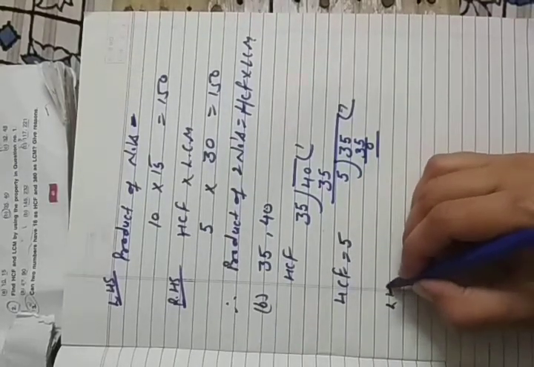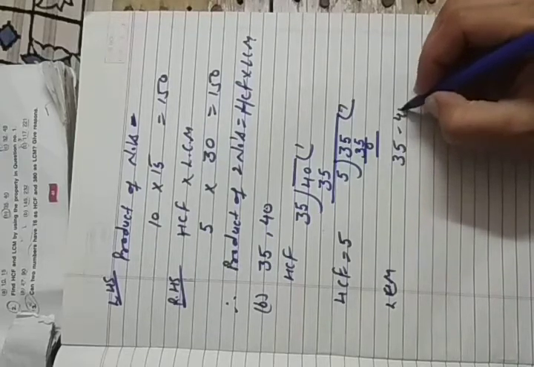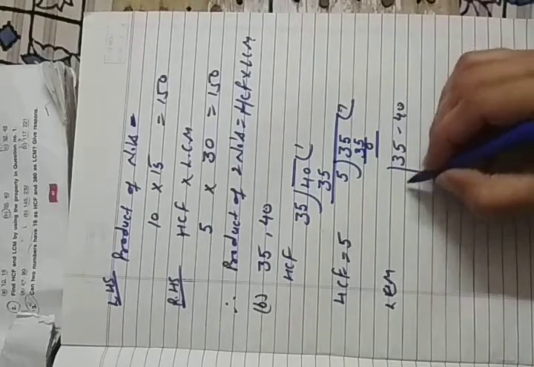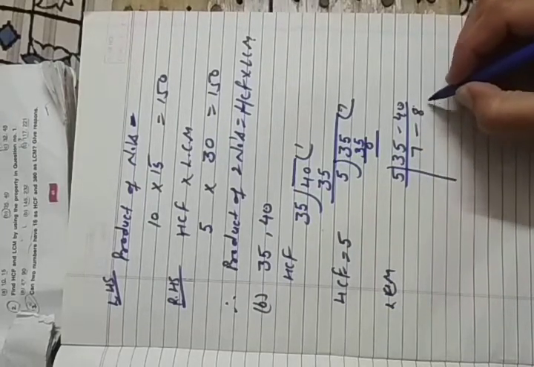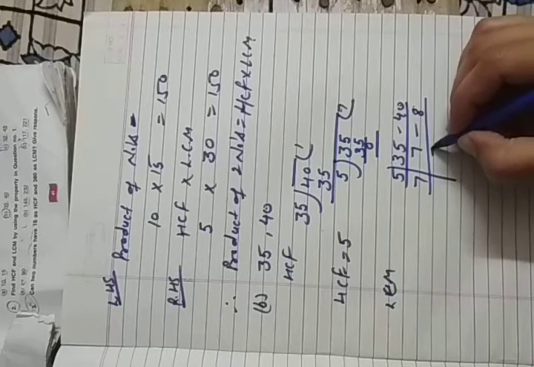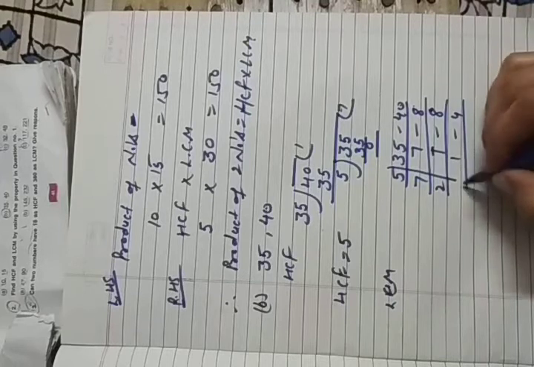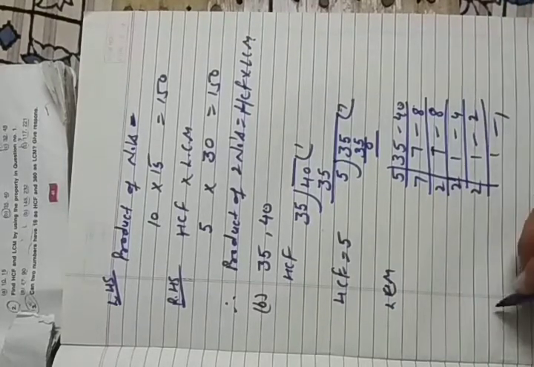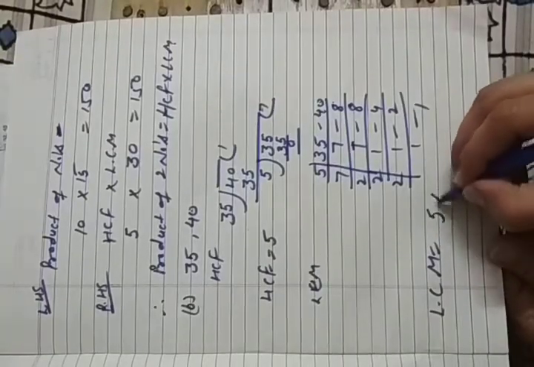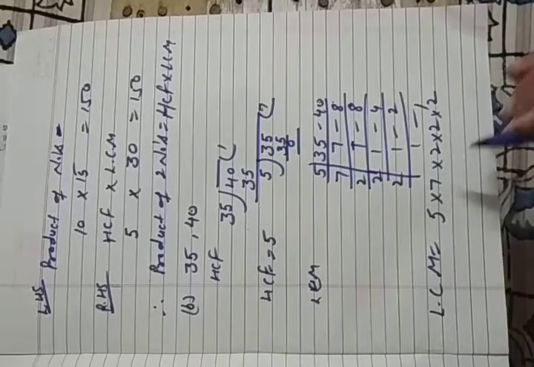Now find the LCM. 35 and 40. Divide these numbers by 5. 5 sevens are 35, 5 eights are 40. Now divide by 2: 7 and 8 become 7 and 4. Again by 2, and again by 2. Now LCM is 5 into 7 into 2 into 2 into 2.